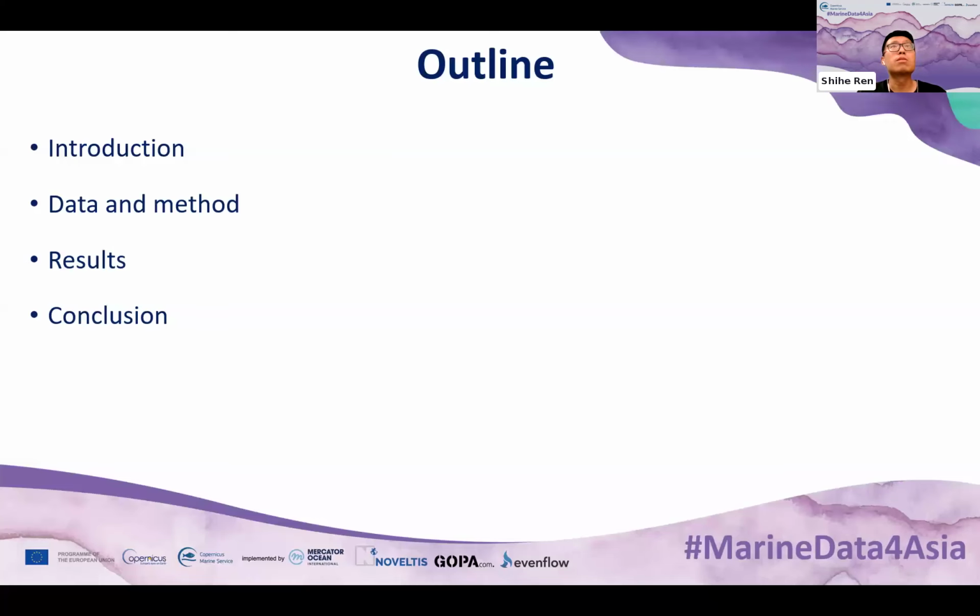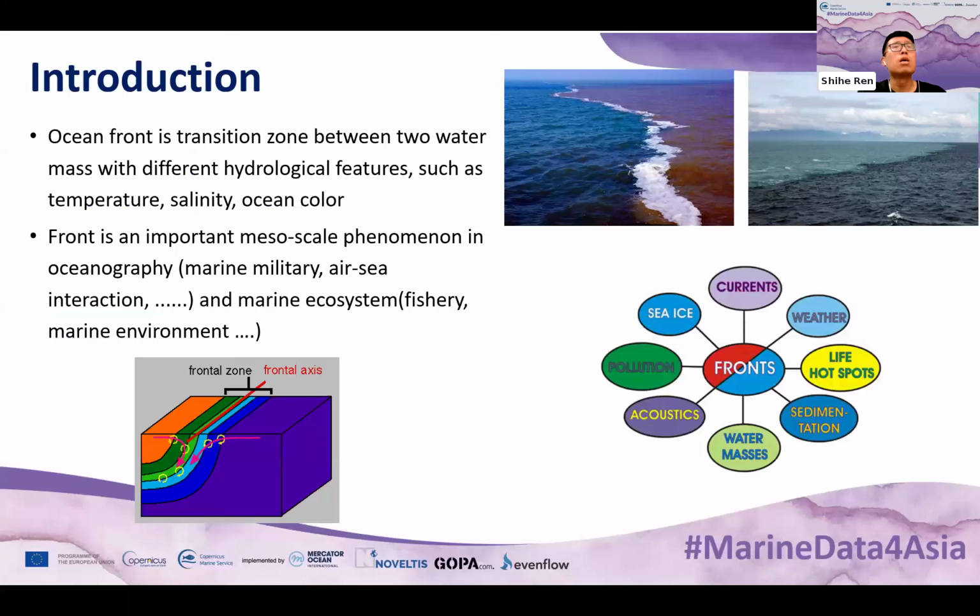Now let's go back to the topic. This is the outline of my work. In the beginning, I will explain what an ocean front is. Ocean fronts are dynamic boundaries that separate water masses with different properties, such as temperature, salinity, or nutrient content. These sharp gradients in physical and chemical conditions have important impacts on many aspects, such as the marine military, air-sea interaction, and marine ecosystem for fishery and marine environment.